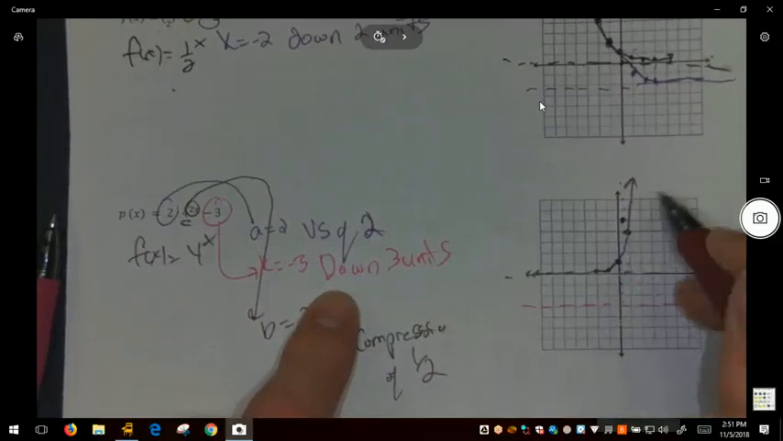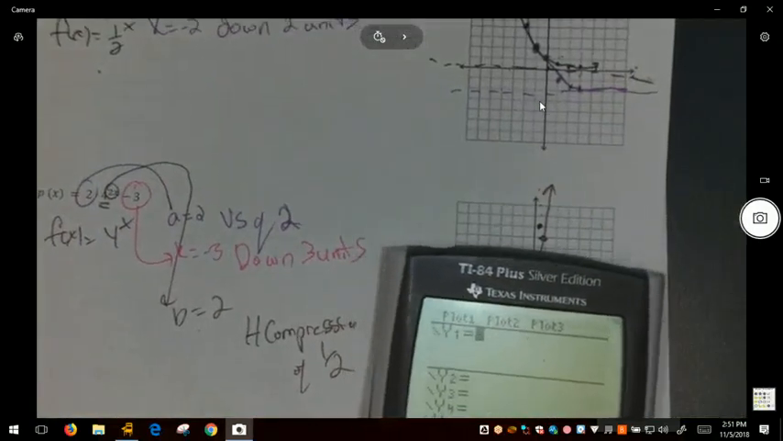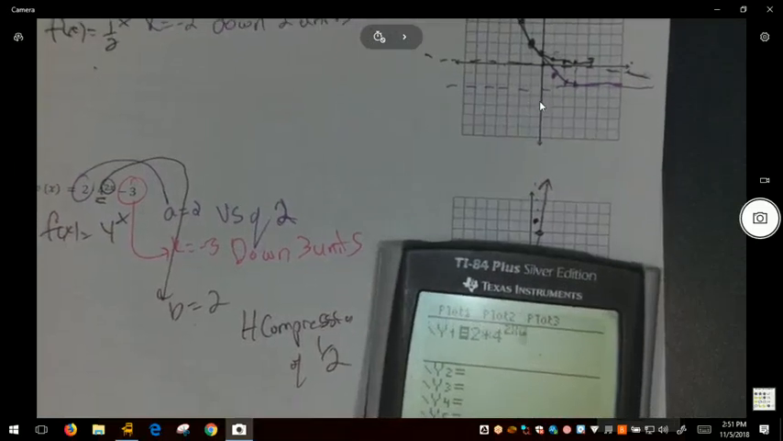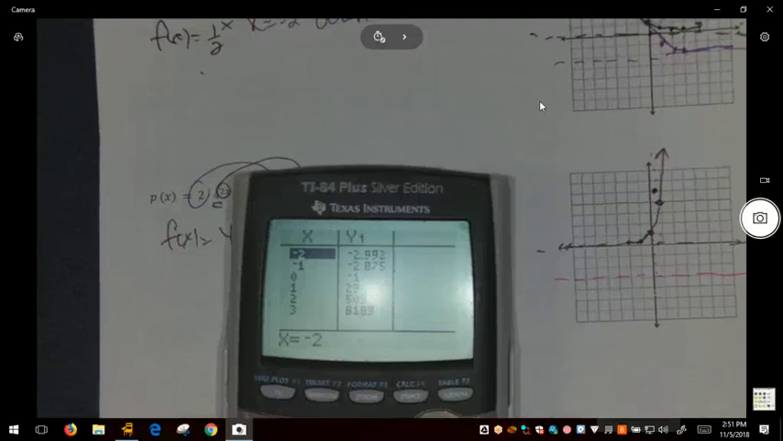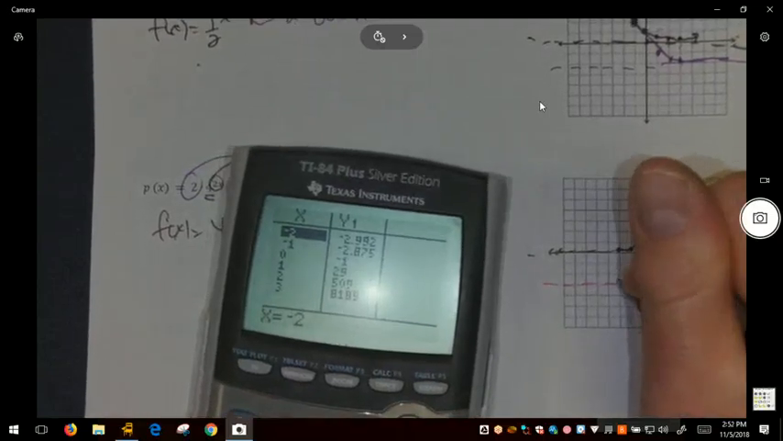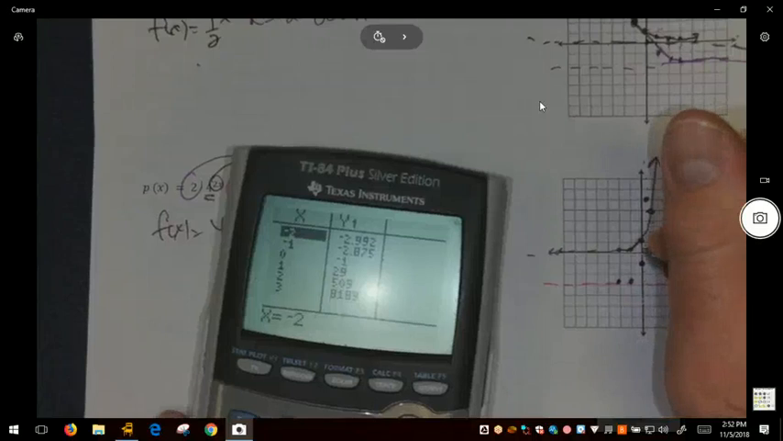It may be easier for this one in particular to just grab a graphing calculator, enter 4 to the 2x minus 3, and get a table of values. So for negative 2, I have negative 2.992. Negative 1, negative 2.8. 0 is negative 1. 1 is 29.